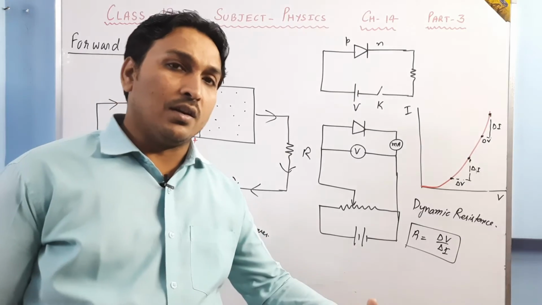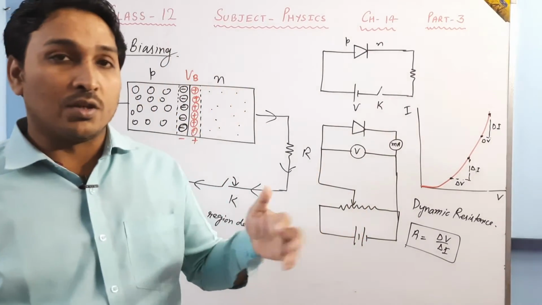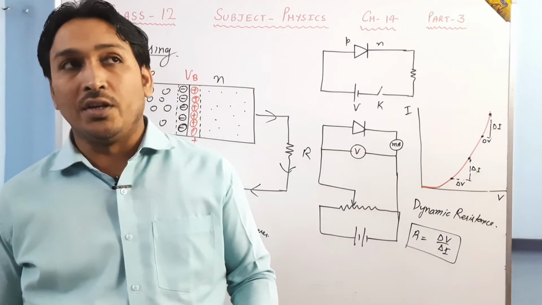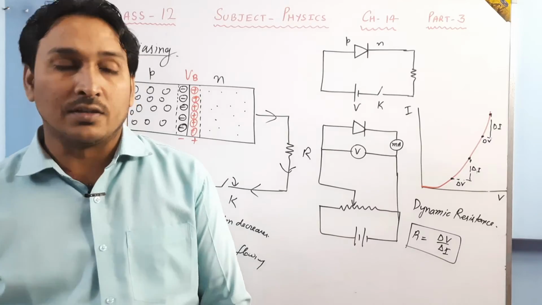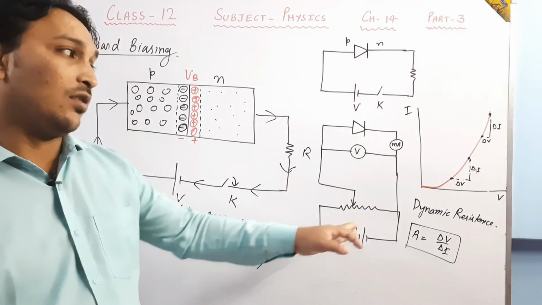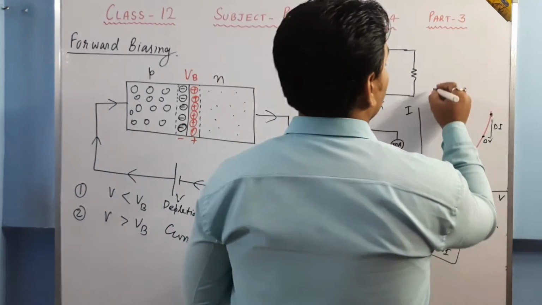Okay, this is a very beneficial thing of this PN junction. With a PN junction, when we increase the potential or the temperature, its conductivity increases and resistance decreases. So this is all about forward biasing. This is the circuit to be made. This is the forward characteristics. This is called VI characteristics.